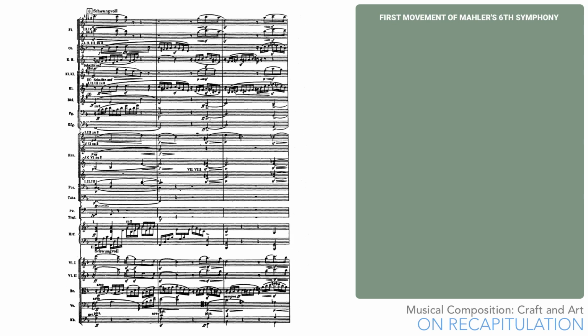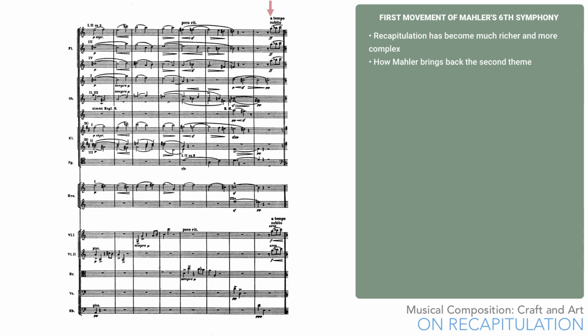Today I want to look at the first movement of Mahler's Sixth Symphony, where recapitulation has become much richer and more complex. While there are several important themes in this movement, here I want to focus on how Mahler brings back the second theme. Here it is for the first time in F major.